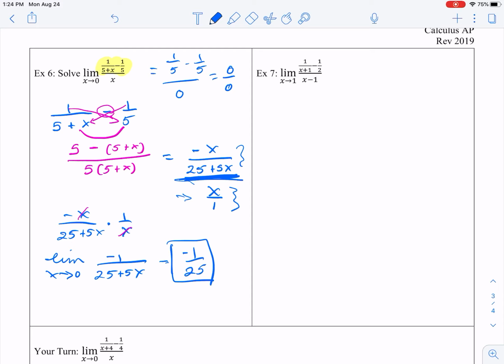Okay? Next problem. You plug in 1. I get 1/2 minus 1/2 over 0. 0 over 0. Remember to always check. I've got fractions on top again. I'm going to add my fractions, so I have 1 over x plus 1 minus 1/2.